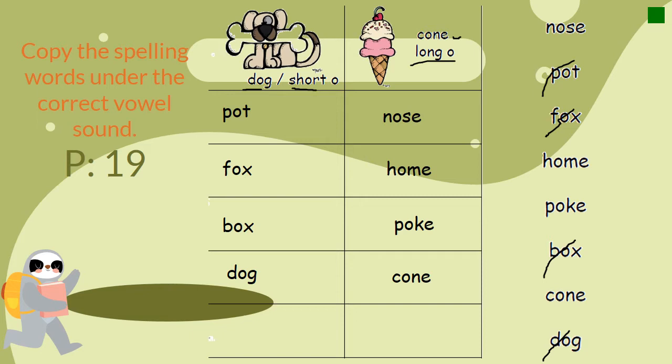First, short O, we have the word pot. We have fox. We have box. We have dog. I'm going to cross out the words that we wrote. We wrote the word pot with the short O sound, fox, box, and dog. Now the words with the long O sound, we have the words nose, home, poke, and comb.